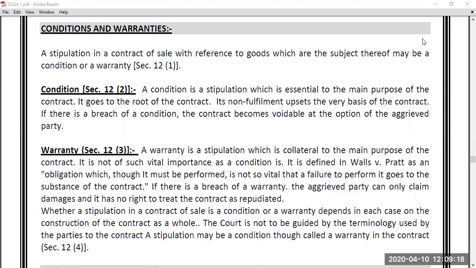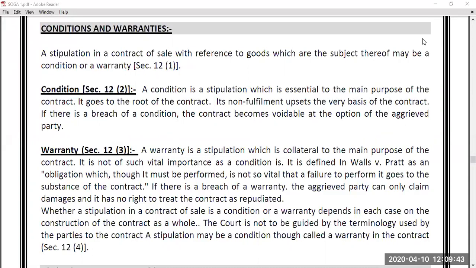If such statements are made by the seller so as to convince the buyer, then such collateral, subsidiary, ancillary statements are warranties. But essential statements, the basic statements on the basis of which the whole contract is formed, such statements are conditions. Very, very important difference.